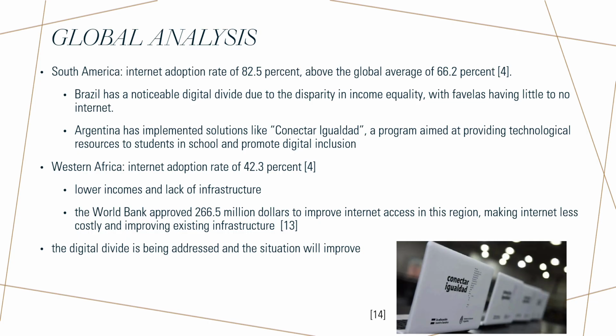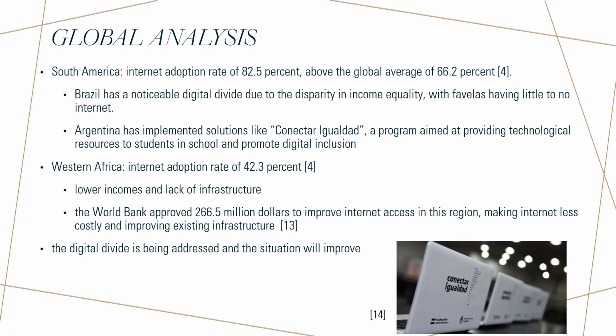The first region we will look at will be South America, which has an internet adoption rate of 82.5%, above the global average of 66.2%. Brazil has a noticeable digital divide due to the disparity in income inequality, with favelas, makeshift housing, having little to no internet. Creating community spaces within these favelas may help reduce the digital divide. Countries like Argentina have implemented solutions like Conectar Igualdad. This program is aimed at providing technological resources to students in schools and promote digital inclusion.